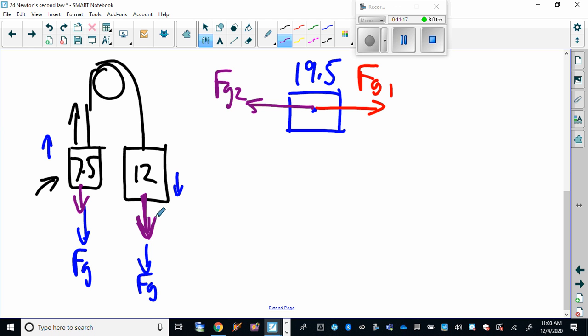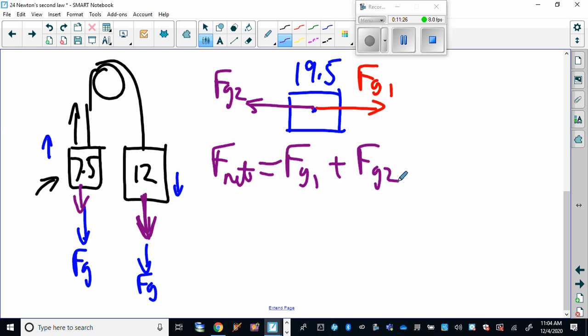The 7.5 ends up going the way that it doesn't want to go. All right, once we've got the free body diagram, then it becomes quite straightforward. FG1 plus FG2 gives F net, and again, we're trying to solve the acceleration in this problem. Let's do this one in 2 steps. So we'll just solve for the F net first, and then we'll solve for the acceleration.